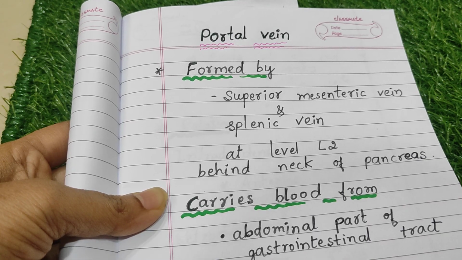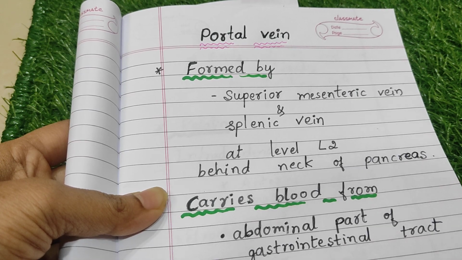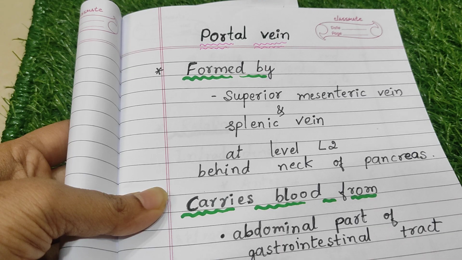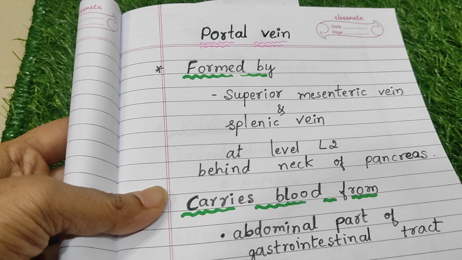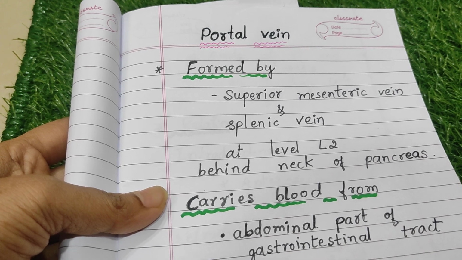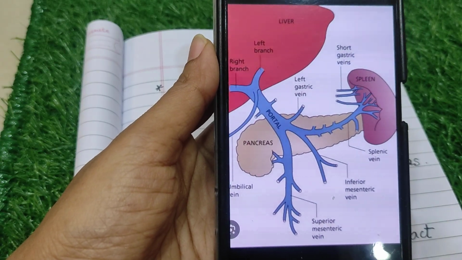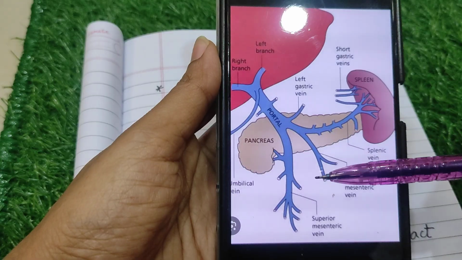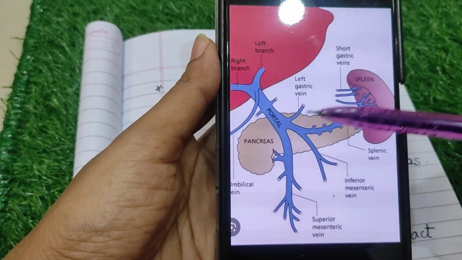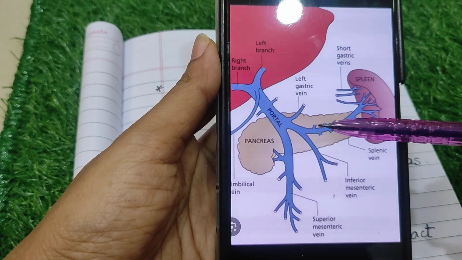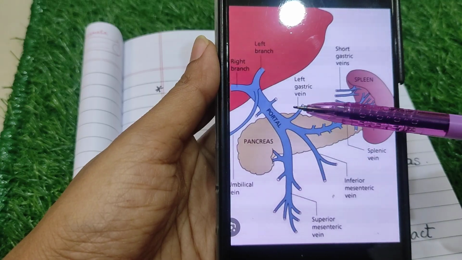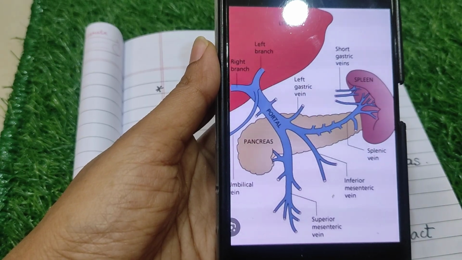Now coming to the portal vein, how is it formed? It is formed by superior mesenteric vein and the splenic vein at the level of L2 behind the neck of pancreas. You can see the image here. How is portal vein formed? Here is a superior mesenteric vein and here is a splenic vein. They both form the portal vein.